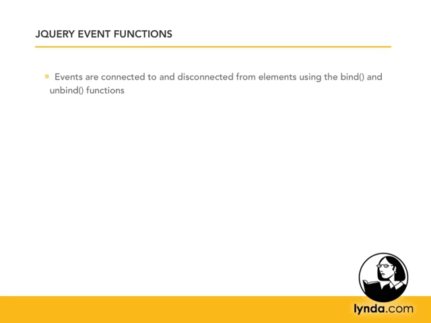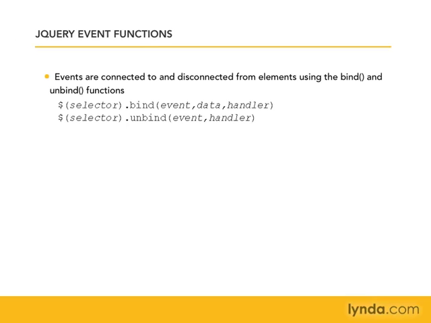So let's begin by looking at how events are connected up to elements and disconnected. That happens using the bind and unbind functions in jQuery. And just like other jQuery functions, you use a selector to select a group of objects in the page that you want to place event handlers on. And then to create an event handler, you use the bind function. And to remove that event handler function later on, if you want to, you can use unbind.